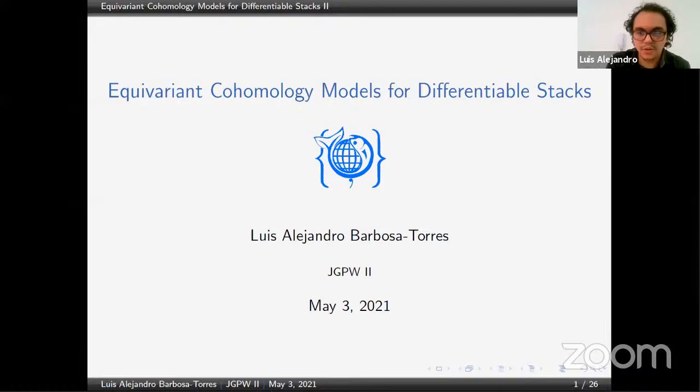First, I want to thank you all for giving us this space to share our research. Today, we're going to talk about my PhD project when I was at the University of Leicester, which is part of a joint work with Frank Neumann as well. So today I'm going to talk about equivariant cohomology for differentiable stacks, and my idea is to do an overview of all these concepts.